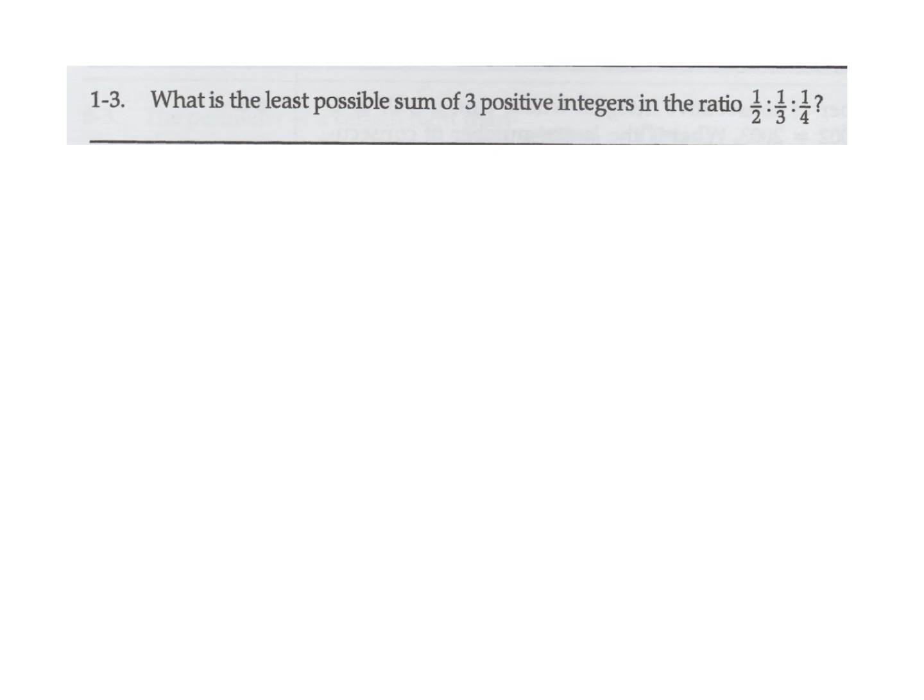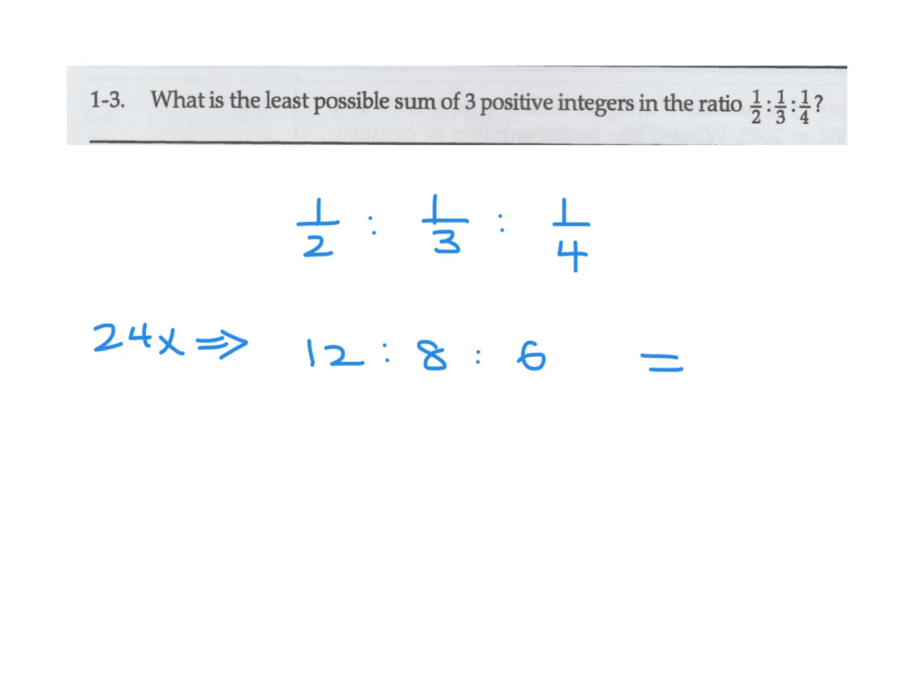What is the least possible sum of 3 positive integers in the ratio half to a third to a quarter? Okay, so we have half to a third to a quarter. And the first thing I want to do is multiply through, so I get rid of these fractions. Multiply through by 24. And when I do that, I will get 12 to 8 to 6, I believe, right? Yeah. What is the least possible sum? Well, this sum, if the numbers are 12, 8, and 6, would be 26.